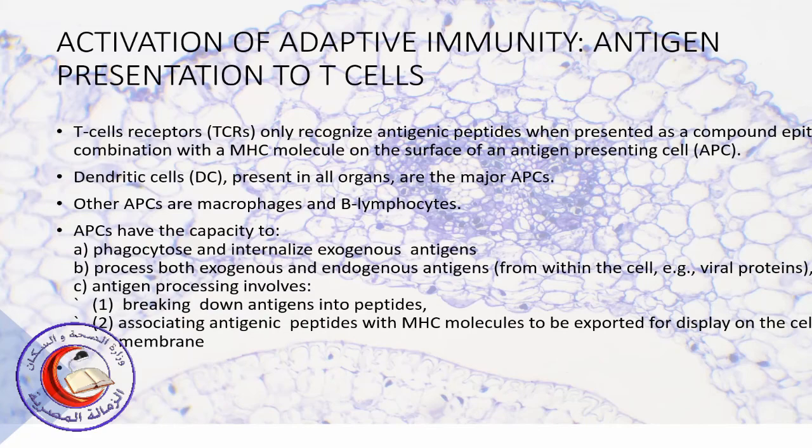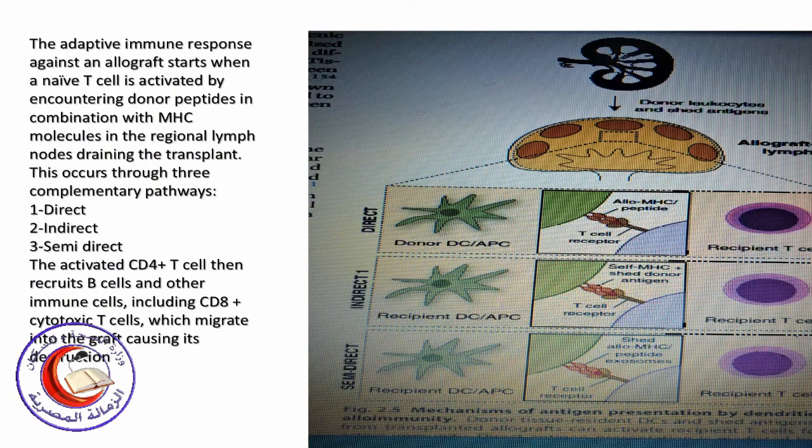As we mentioned, the adaptive immune response against an allograft starts when a naive T cell is activated by encountering donor peptides in combination with a major histocompatibility complex, and this meeting occurs in the regional lymph node draining a transplant. What we mean by naive means inexperienced. It has not met its antigen before.